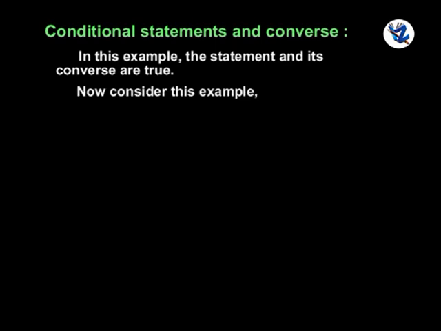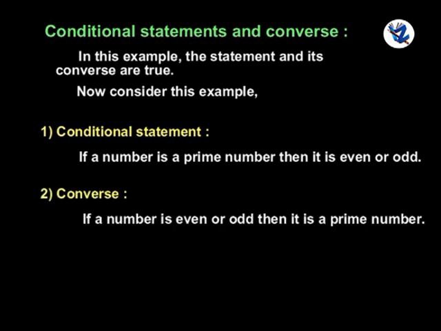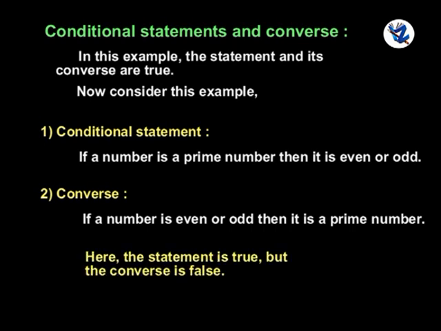Now consider this example. The conditional statement is: if a number is a prime number, then it is even or odd. Converse: if a number is even or odd, then it is a prime number. Here the statement is true, but the converse is false.